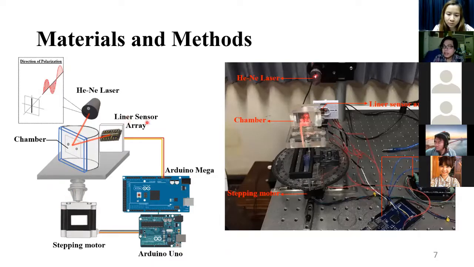Then the linear sensor array is used to measure the reflected intensity of light at each incident angle. And there are two Arduino Uno boards to control the rotation of the stepping motor and read the signal from the linear sensor. And this is the real picture of the setup.